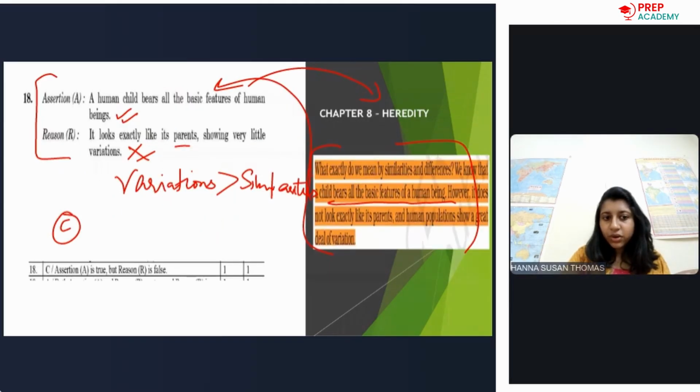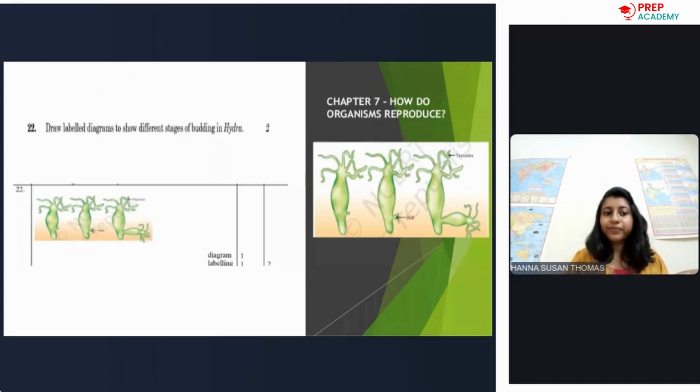So this was also an assertion reason based question, but this one was very easy because one of the statements was wrong. So we have completed the 1 mark questions. Now we are moving on to the 2 mark questions.